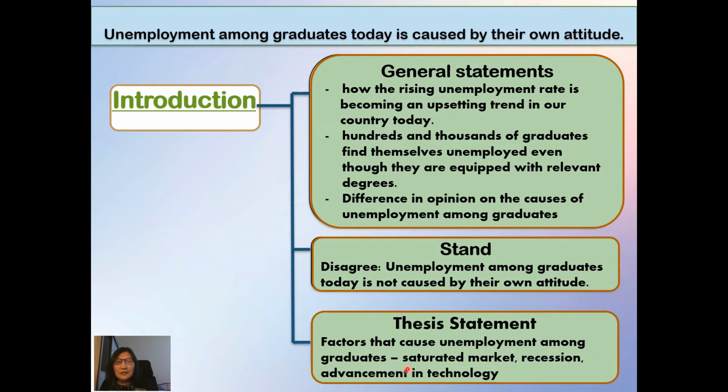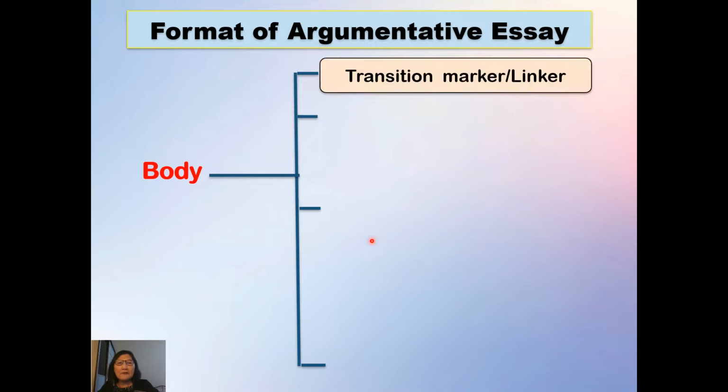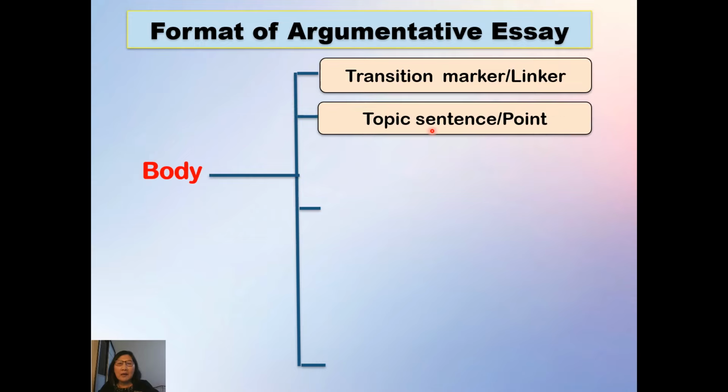So, just now we have seen the three parts of the introduction, and this is how you fill in the different parts, and you will get a good introductory paragraph. The second part of your essay is the body or the content paragraphs. There are 4 parts to the body paragraph. The first part is where you need to write a transition marker or a linker, and this is followed by your first main point or the topic sentence, which is taken from your thesis statement.